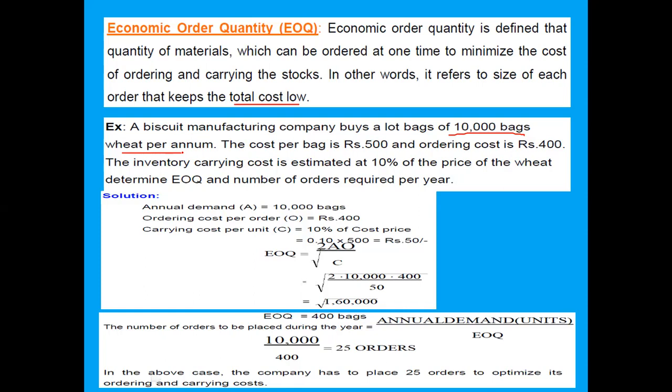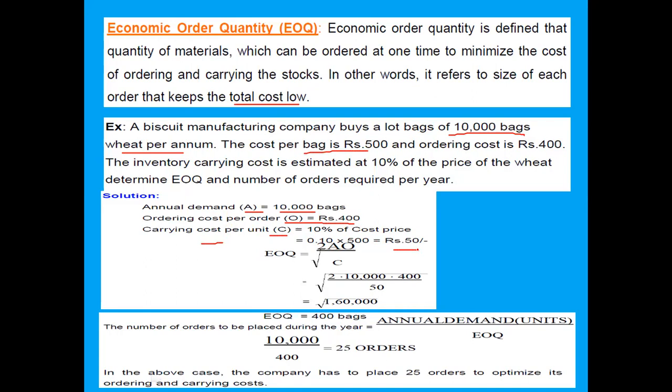So how do we calculate this? We use the economic order quantity. The annual demand is 10,000 bags. Order cost per order is 400 rupees. Therefore, the carrying cost per unit, C, is 10% of the cost price. So what is 10% of cost price? 0.10 into the cost price of 500 rupees. So 0.1 into 500, that is 50 rupees.